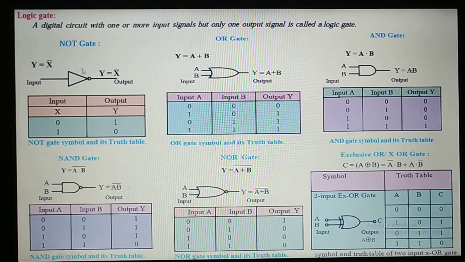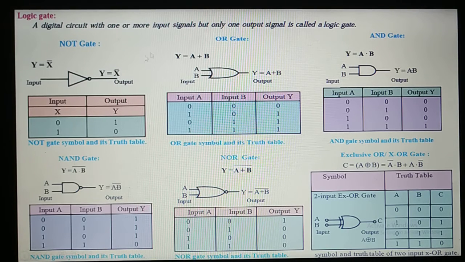So this represents NOT gate. NOT gate input 1. If input is low, output is high. Input is high, output is low. Simple. It inverts the signal. If it is low, output will be high, and if input is high, output will be low. Simple as that. Very simple gate to understand. There is no matter of confusion.